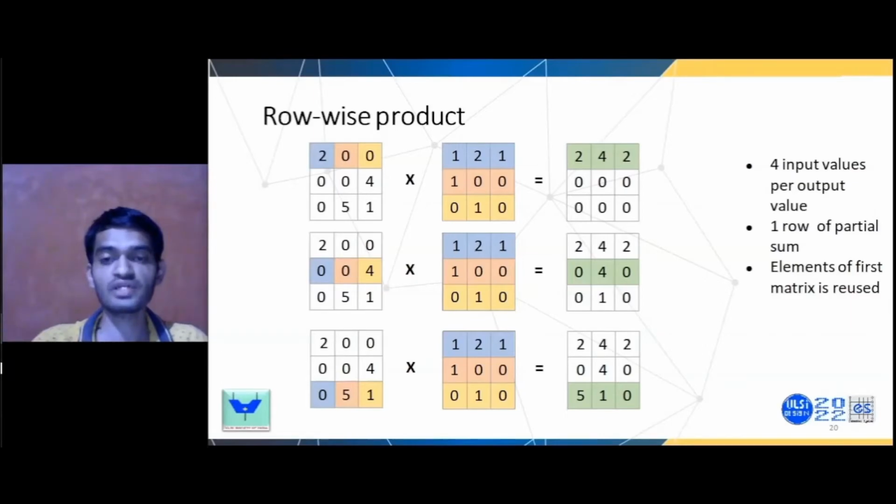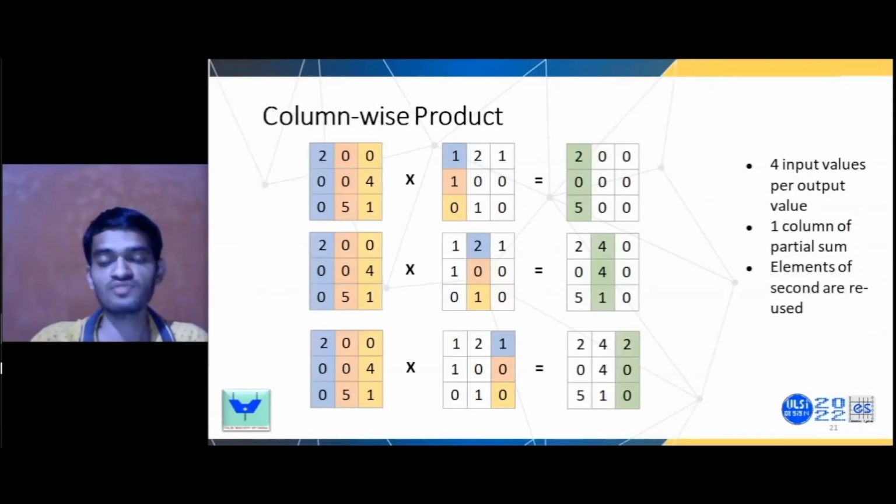Each element of a particular row is multiplied with its corresponding rows of the matrix B, and then the accumulation is taken place for the consecutive elements of a particular row in order to get the final output row of the matrix C. This is carried out for every row of the matrix A in order to get every row of the output matrix. In this particular case, 4 input values are needed in order to obtain one output value, and the partial sum storage required for this particular case is equivalent to 1 row worth of partial products.